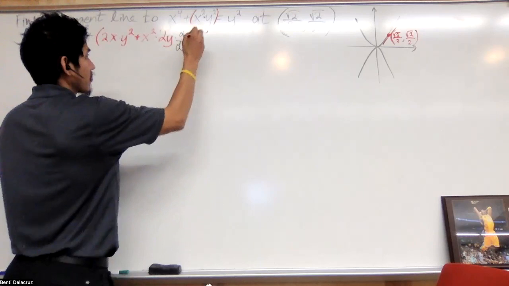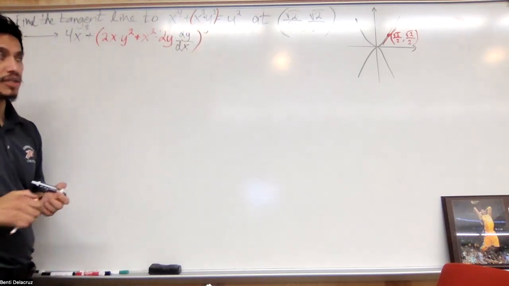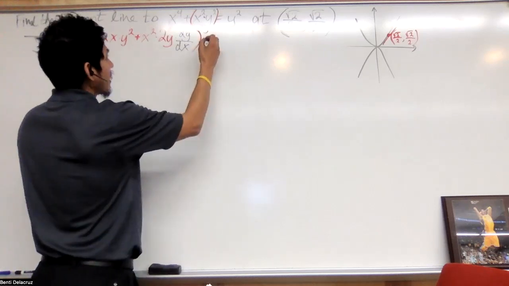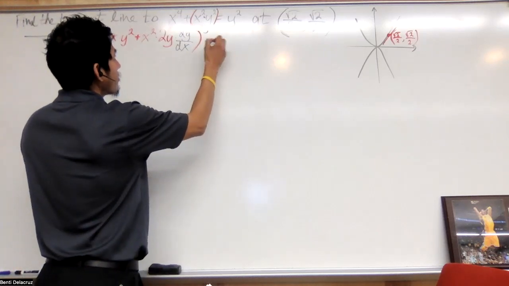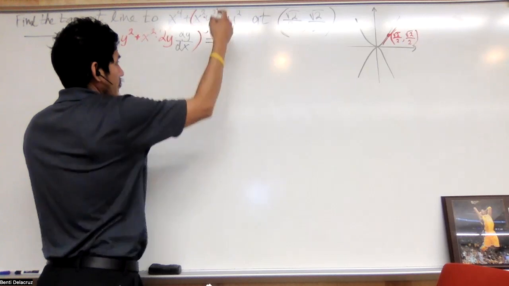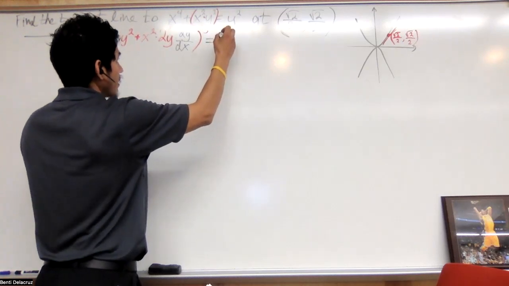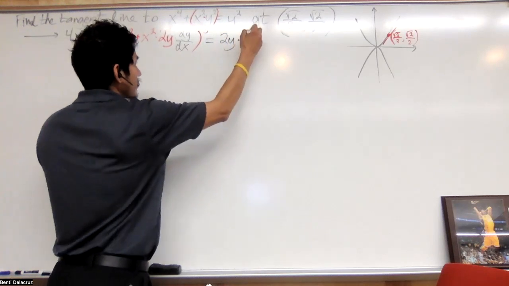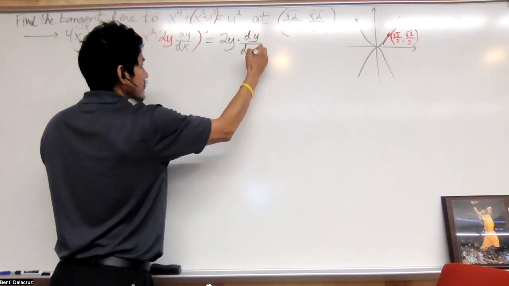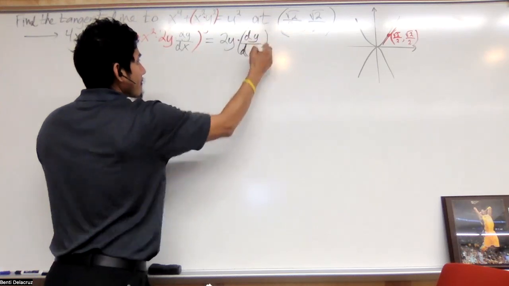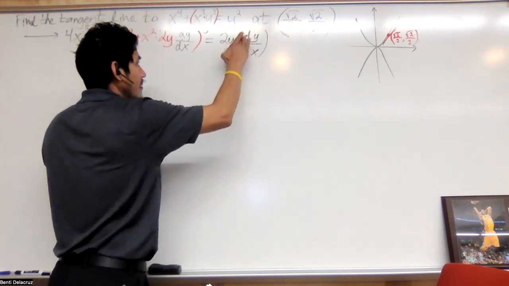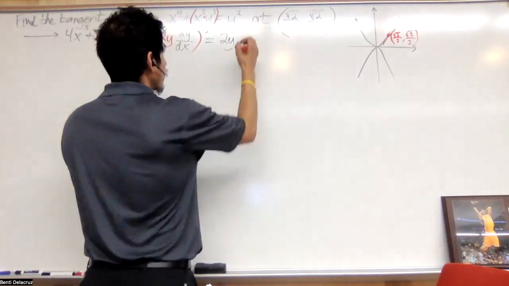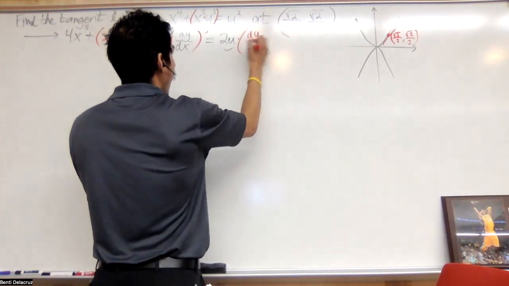So that's the thing you have to remember with implicit differentiation. Now, we're going to have this equal to the derivative of y squared. So we differentiate that. That'll be 2y. And again, we're going to multiply that by dy/dx.